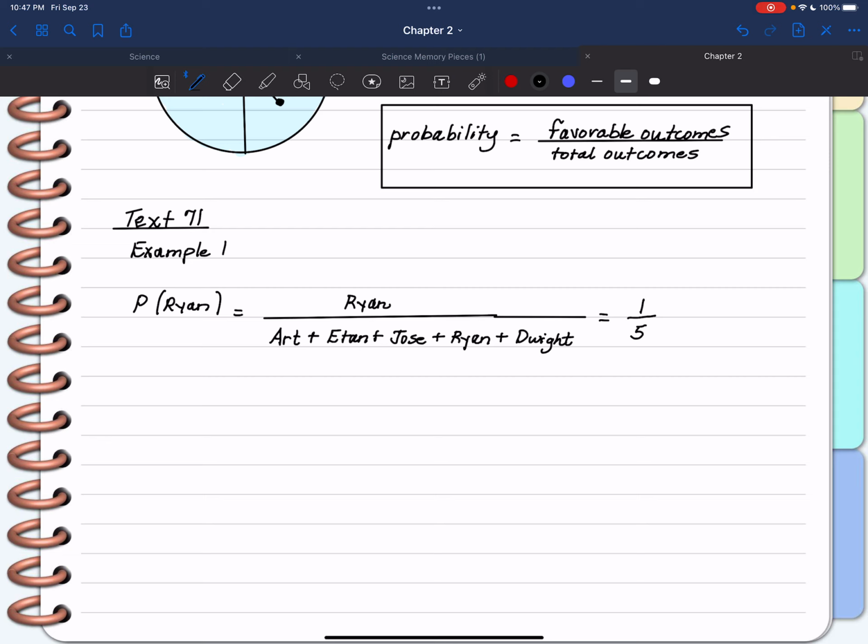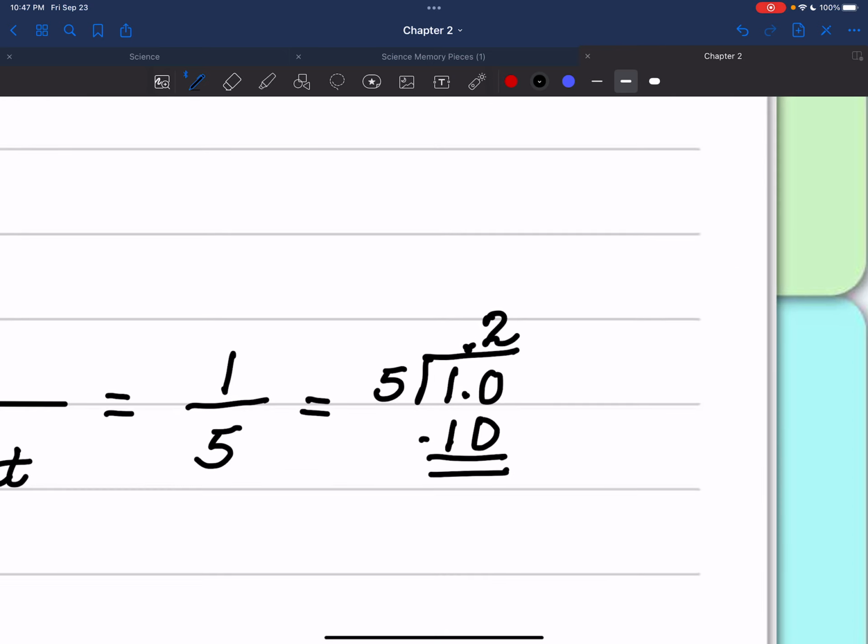Now, to get this as a decimal, you can simply do 1 divided by 5 on your calculator, or you can say 1 divided by 5. I have to add a 0, so that's going to be 2 with no remainder. So 0.2, or 20%.